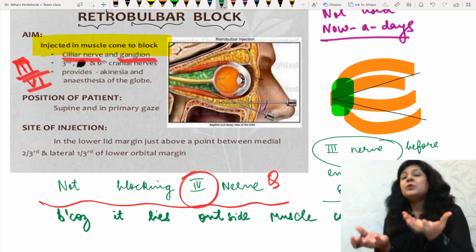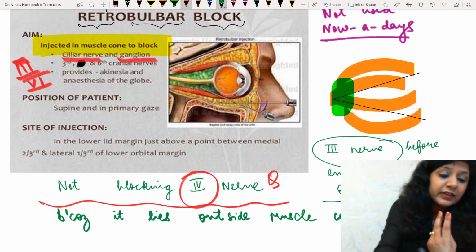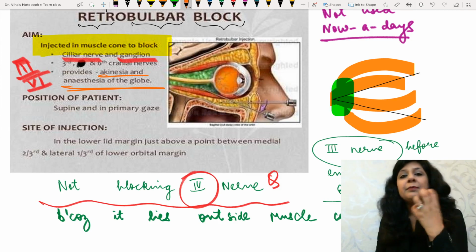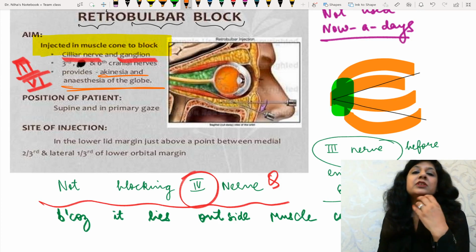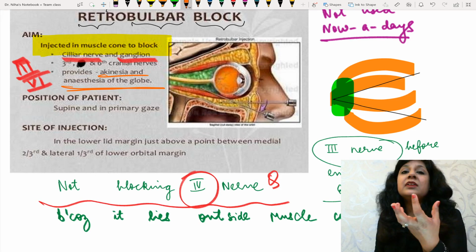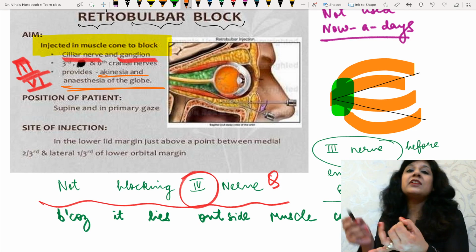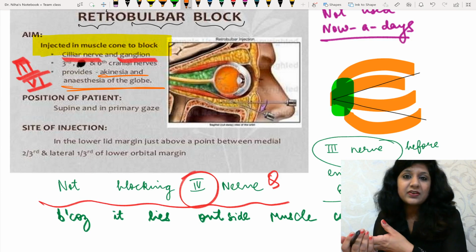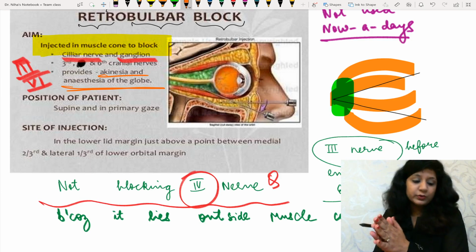So what you are able to get with this, there are two important things. This is called akinesia and anesthesia of the globe. Anesthesia, everybody knows, we are able to achieve the anesthesia because it is blocking the sensory nerve supply also. Akinesia means the movement should also be restricted, as well as sensations should also be restricted. That is the ideal aim of anesthesia, right? So we are achieving both.